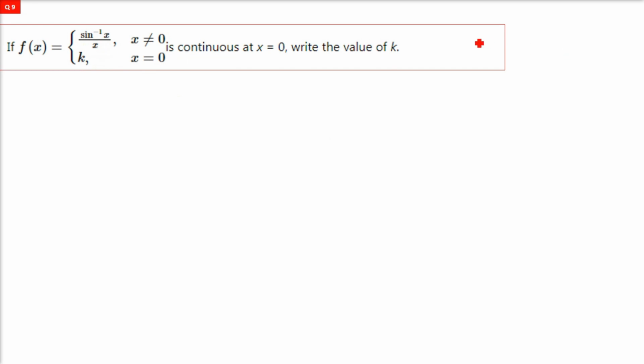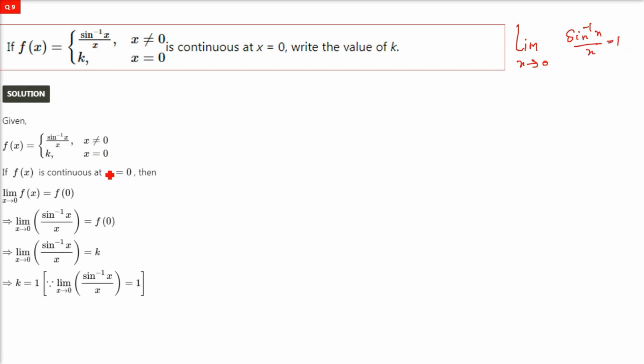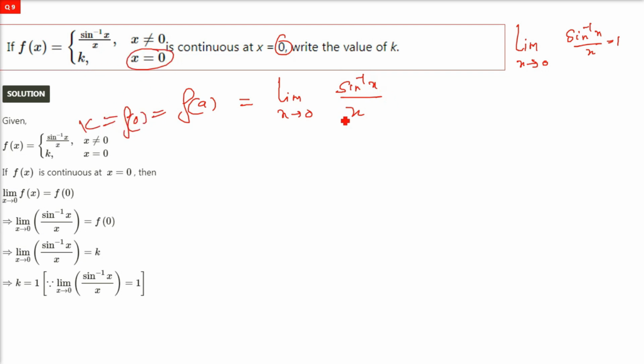If f(x) equals sine inverse x by x, before we go ahead in solving this, limit x tends to 0 of sine inverse x by x is equal to 1. So the definition we already know. Limit, I'll directly write a as 0 here. So limit x tends to 0, sine inverse x by x is equal to f(a), which is f(0) in this case, and that is given in the question as k. So k will be equal to the limit x tends to 0 of sine inverse x by x, and I told you already it is equal to 1, so k is equal to 1.